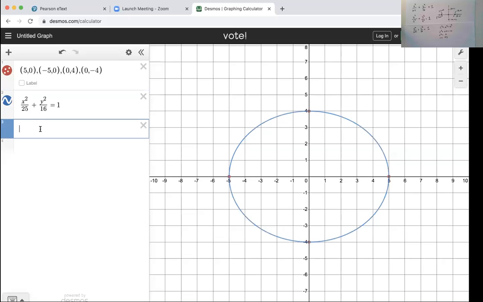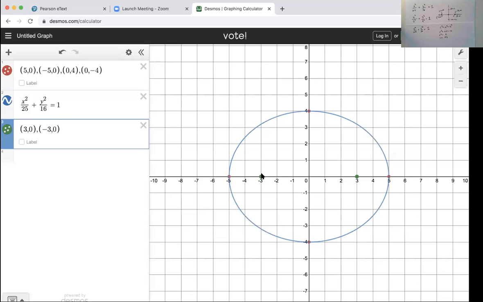So we have our graph here. We can put our 2 foci at 3, 0 and at negative 3, 0. So we have our equation, we have our vertices, we have our points on the minor axis, the length of the major, the length of the minor, and the two foci. I just want to show you something.